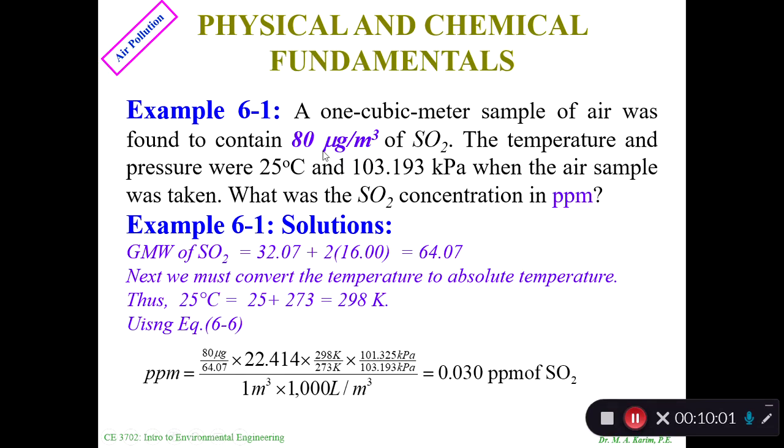So if it is 80 microgram per meter cube, then it will be 0.03 ppm of sulfur dioxide. So that would be the case in this case.